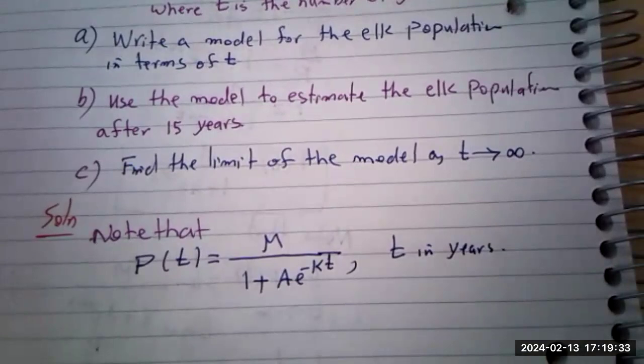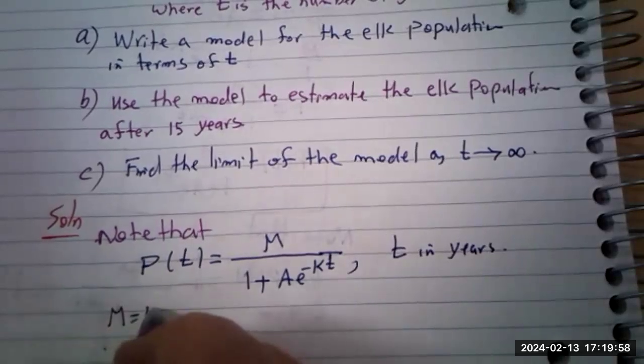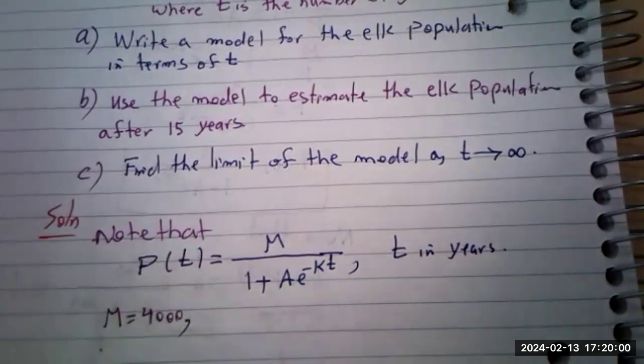Now you have this equation, you have to find those numbers. You need to give us the M, A, and K. Then you have the model for this problem. You go back and collect the information that you have. The maximum is the maximum population that you can have. The restriction is 4,000. So M is equal to 4,000, the maximum.